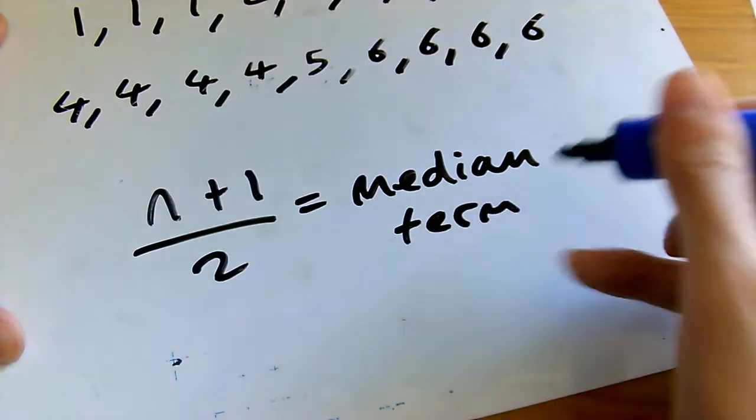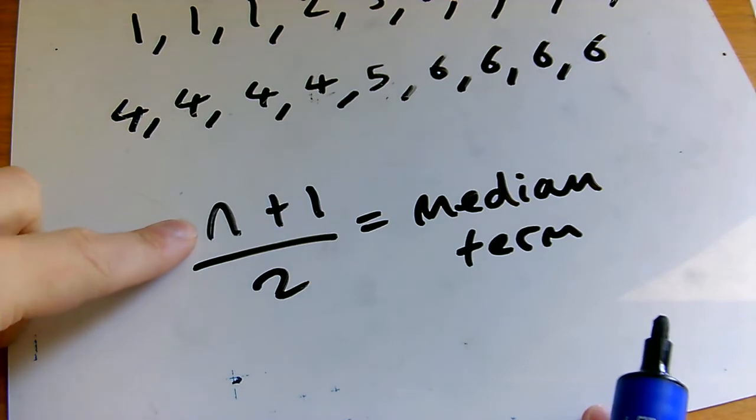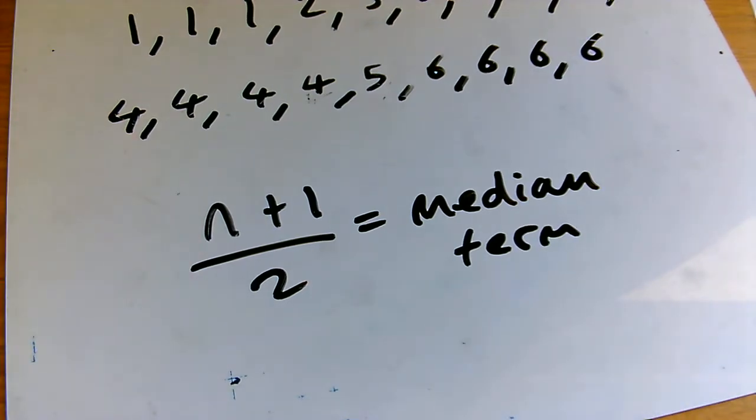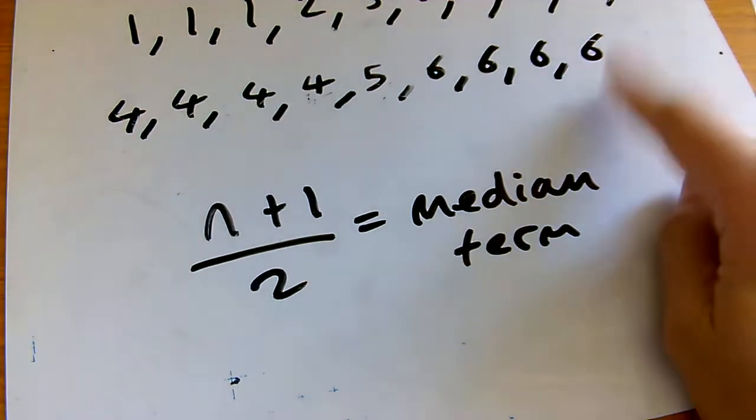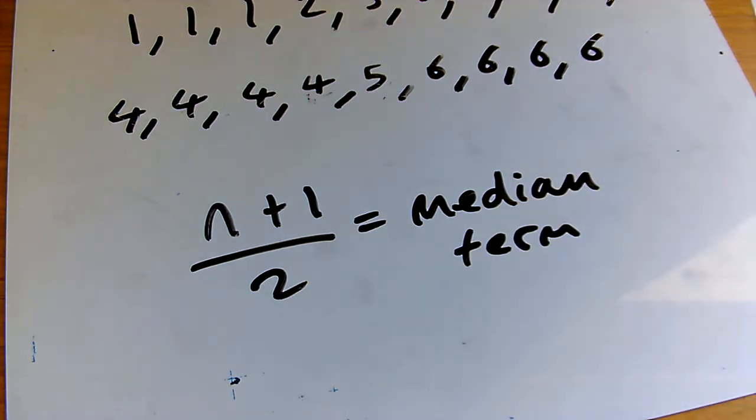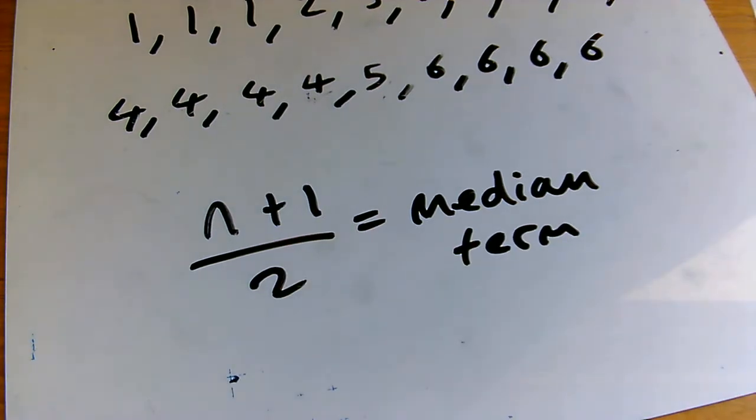Now, what does this mean? N is the number of numbers, the number of things in your data set. So in this case, it would be 18, and in the case of the sweets, it would be 20. Plus 1, and then divide by 2. Now, the divide by 2 probably makes sense to you because the median is the middle number. It's halfway along the set of data. Why the plus 1, though?